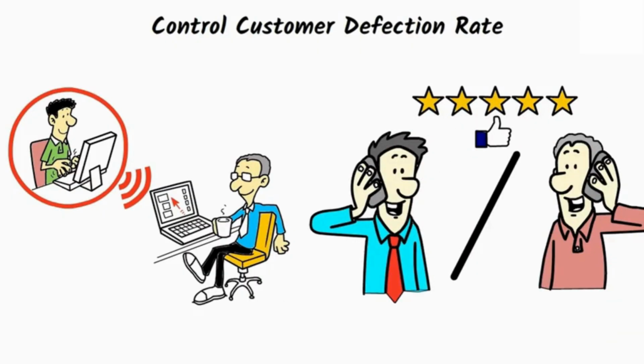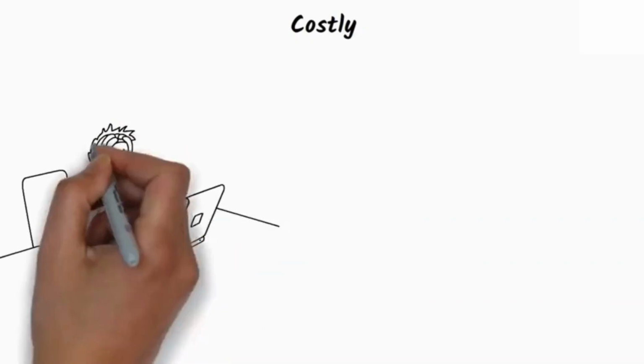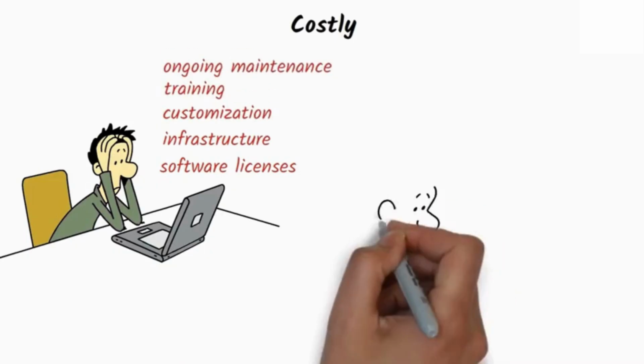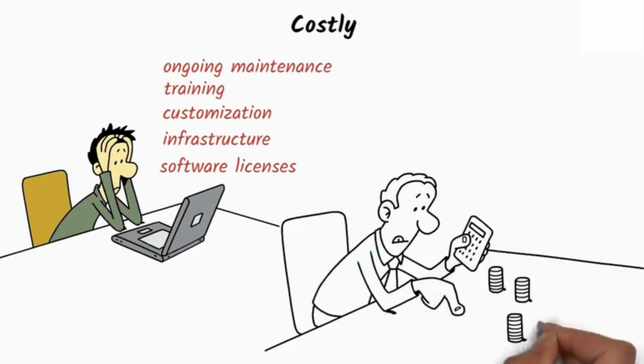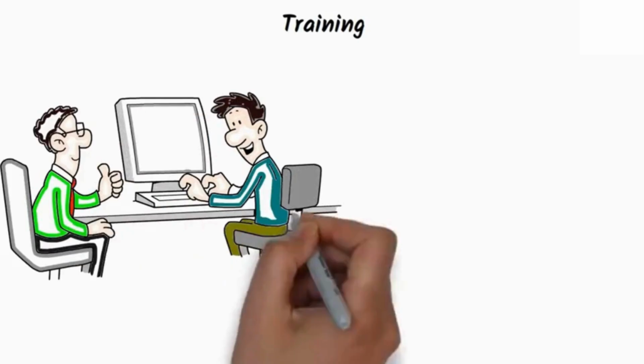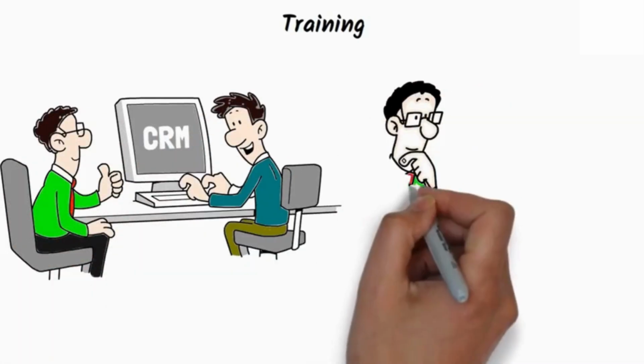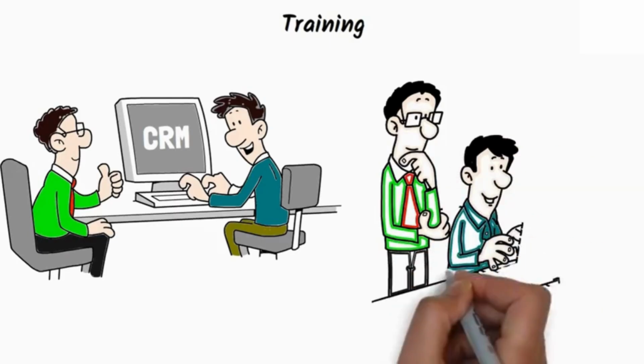Disadvantages of CRM. Costly. Implementing a CRM system can be a significant investment, including the cost of software licenses, infrastructure, customization, training, and ongoing maintenance. Small businesses with limited budgets may find CRM implementation challenging. Training. CRM systems require training for employees to effectively utilize the software and its features. Training employees on how to use CRM tools and understand customer data can be time-consuming and resource-intensive.